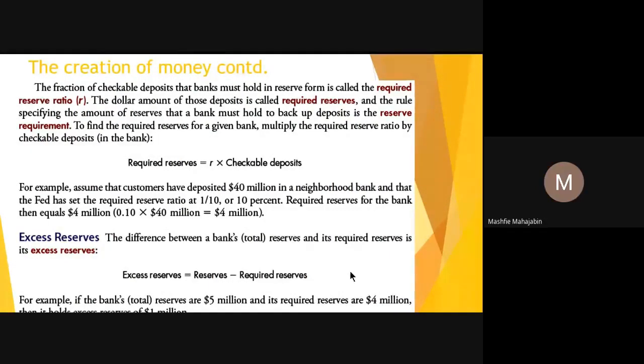Yes, ma'am. Okay. Yes, here they are saying total reserves is 5 million. They have already given it to you. I mean, you don't have to calculate it. They have already given it to you. That 5 million is the total reserve. And you know the required reserve. So now you have to find out the excess reserve.